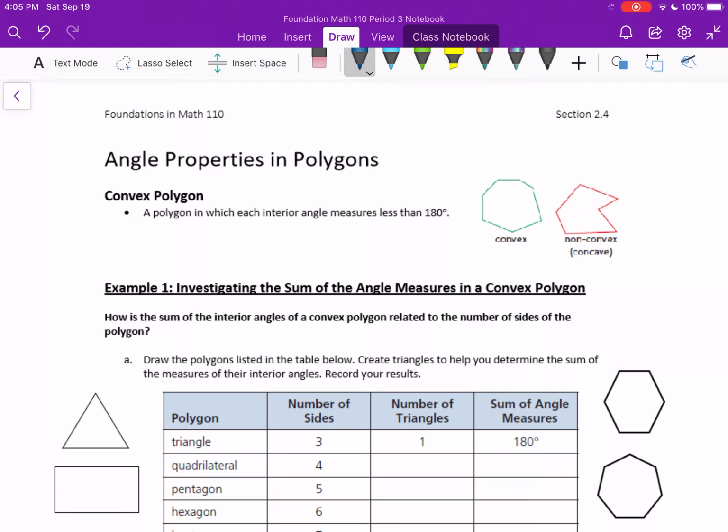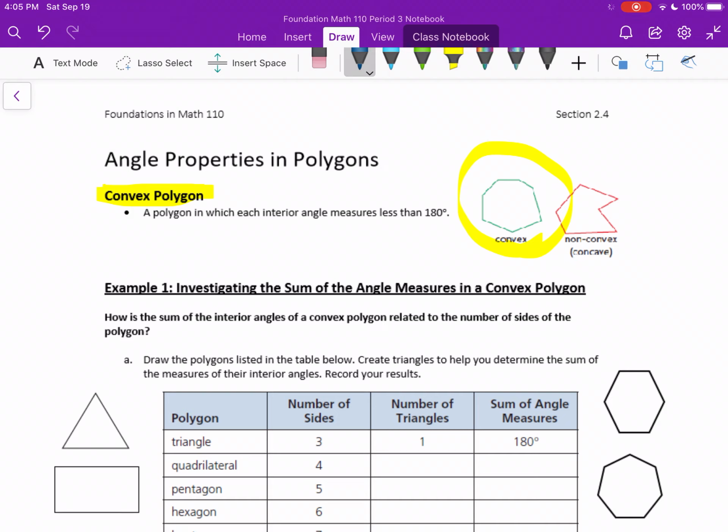So in section 2.4, we're looking at polygons. So we're still looking at angle properties, but we're looking at angle properties in polygons. However, we're only going to look at angle properties in convex polygons. Okay, so convex polygons, if you look at the very first diagram, you can see that all of the angles inside that polygon are less than 180 degrees. So none of them are straight lines.